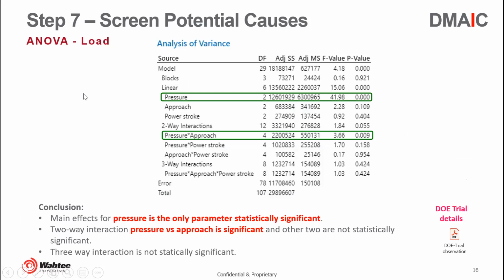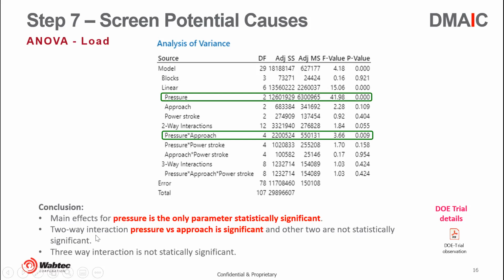Having gone through that, we came into the improve phase, wherein we did ANOVA, analysis of variance, and saw the effect and the p-value. If the p-value is less than 0.05, it is significant; if it is more than 0.05, then it is non-significant. Having understood this, through the ANOVA we were able to see that in the main effects, pressure only was coming as statistically significant.